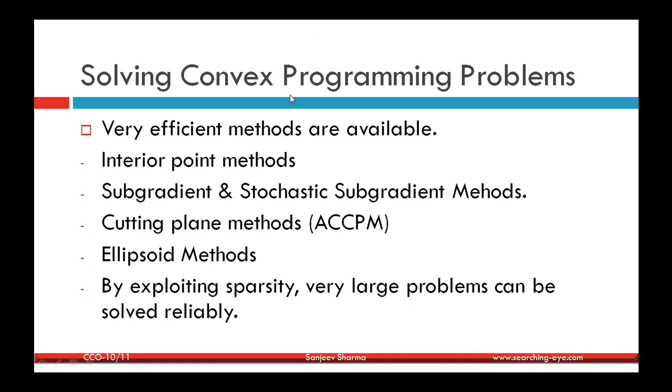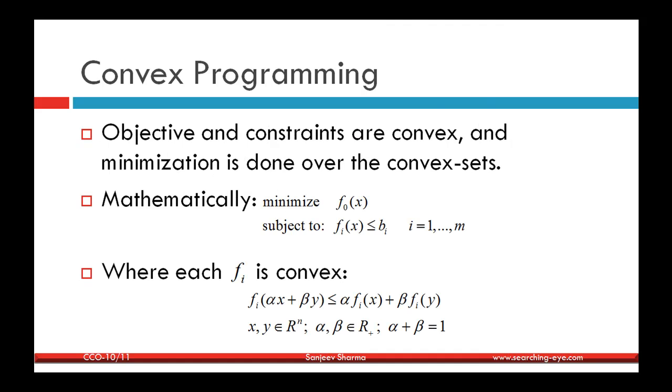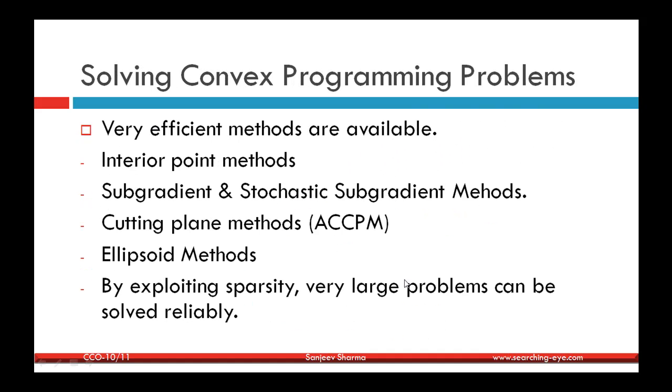So there are very efficient and reliable solvers for convex programming problems, and these are interior point methods, subgradient and stochastic subgradient methods for non-differentiable convex optimization problems, cutting plane methods, and ellipsoid methods. And if we can exploit any spatial structure or pattern such as a sparsity pattern, then a very large convex program can be solved very efficiently and very reliably.